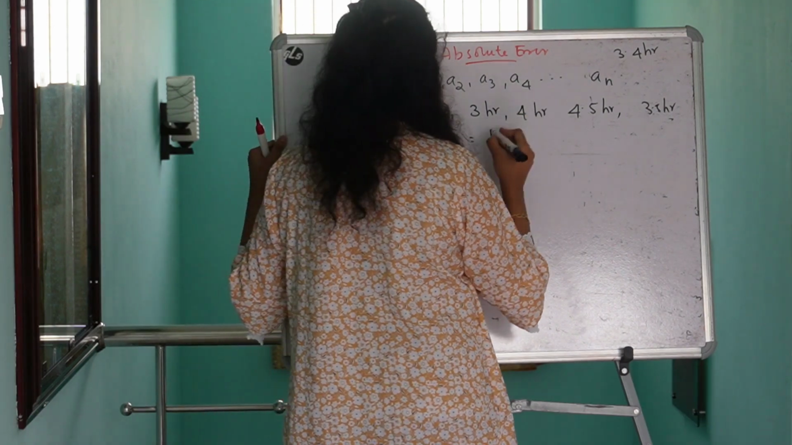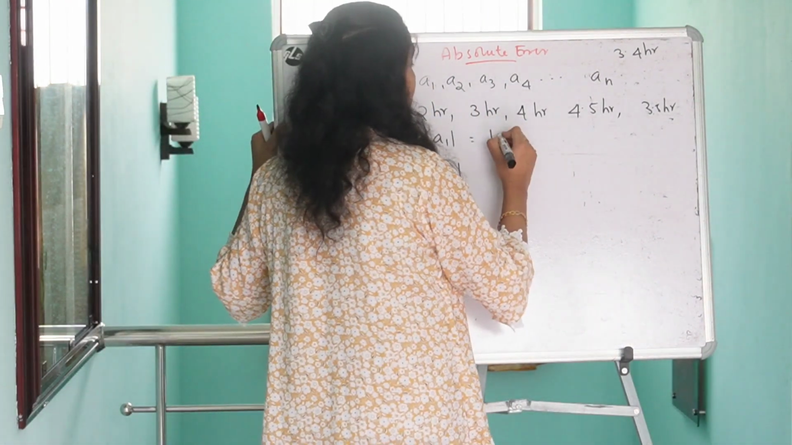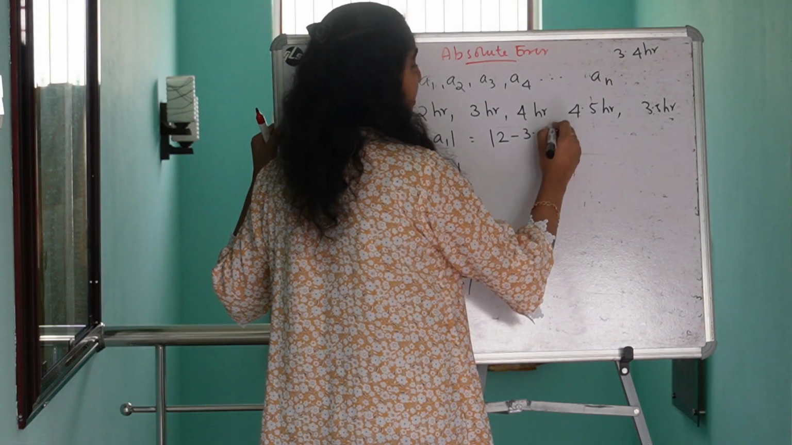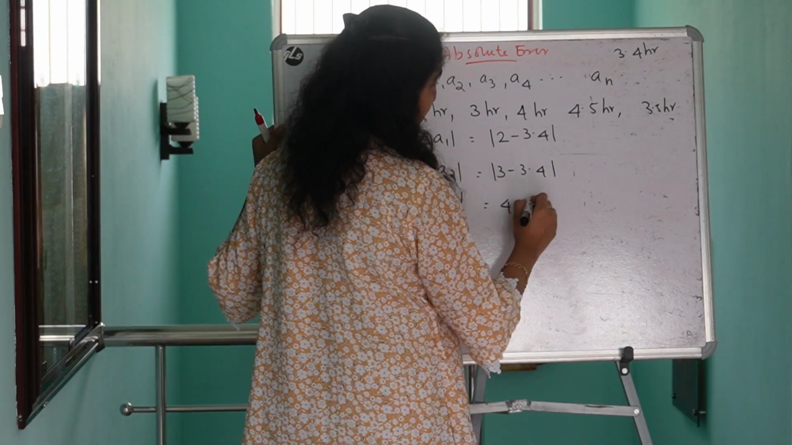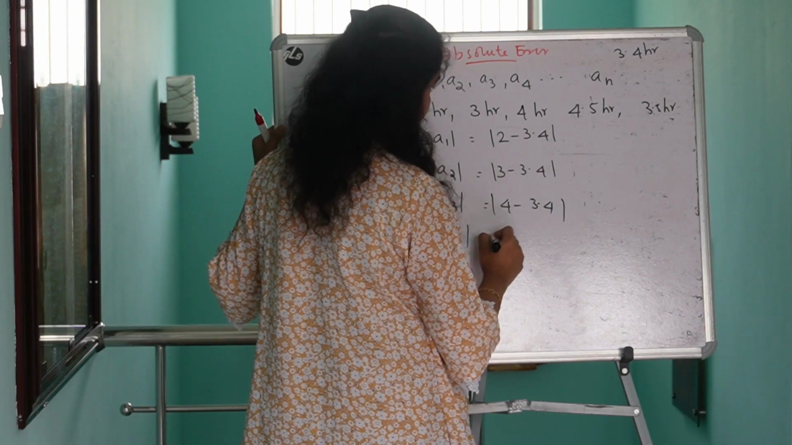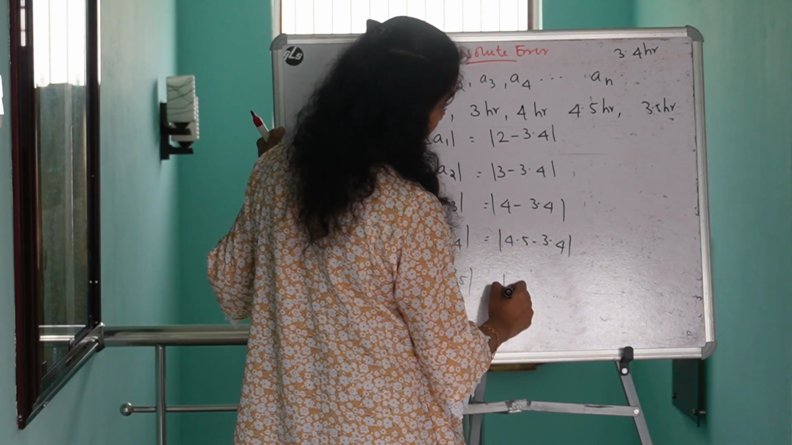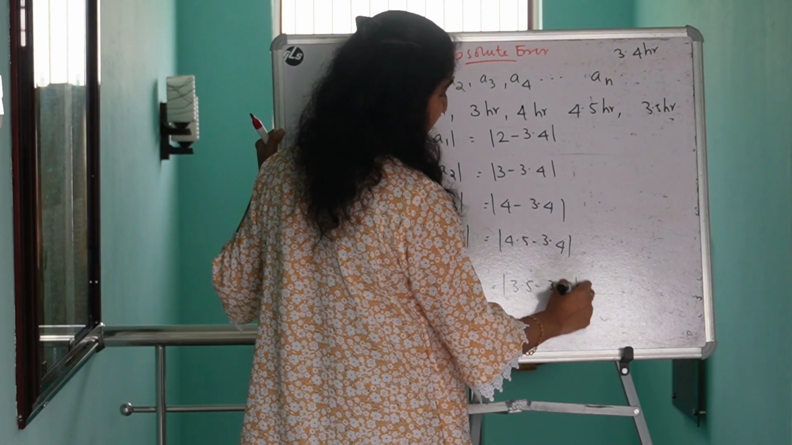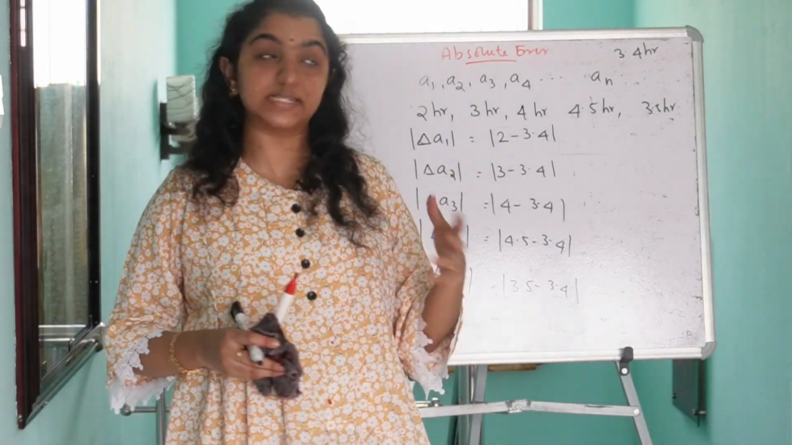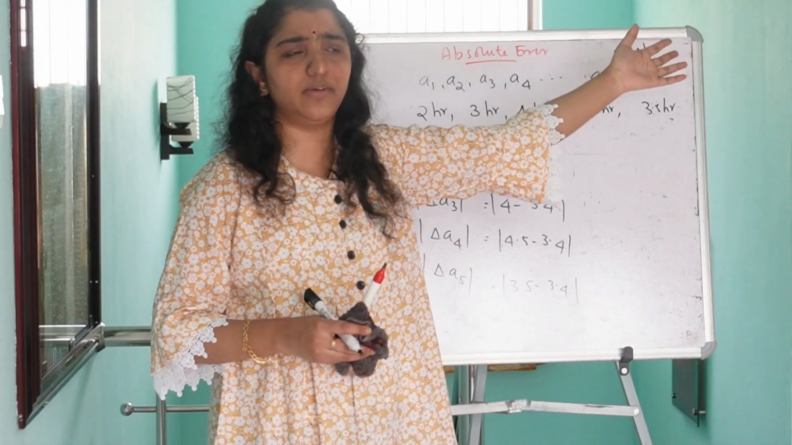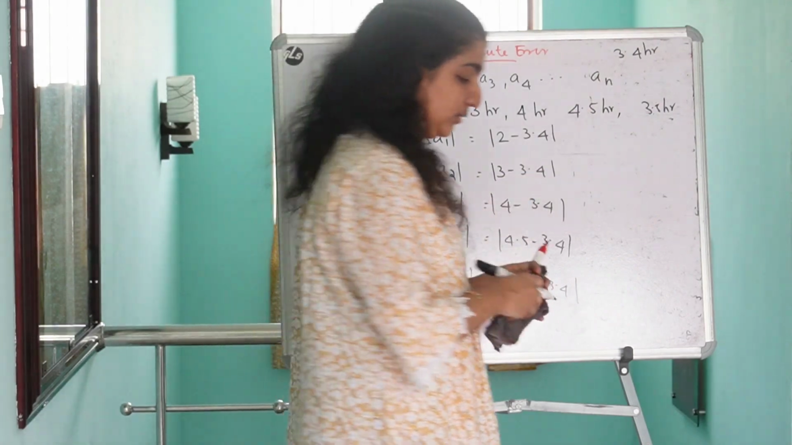So what is del A1 equal to? Del A1 is equal to A1 minus A mean. Here in this case A1 is 2 minus 3.4, and here it is 3 minus 3.4. Next one, 4 minus 3.4. Next one, 4.5 minus 3.4. Last one is 3.5 minus 3.4. We know some of the measured values of the time are greater than the average value, or the actual value, and some other values are less than the actual value.